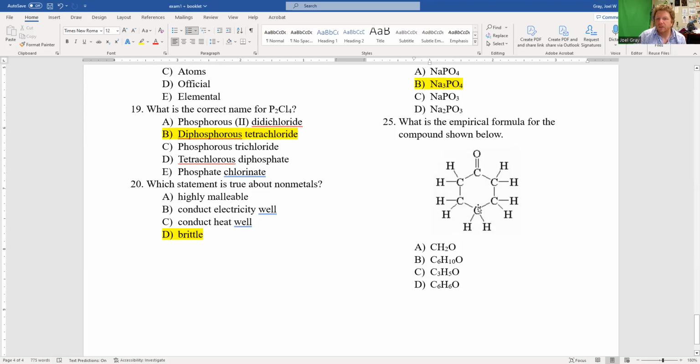So we've got 6 carbons. Since there are 6 carbons in that ring, answer options A and C are out. How many hydrogens? 2, 4, 6, 8, 10. So we're looking at answer option B as our best answer.